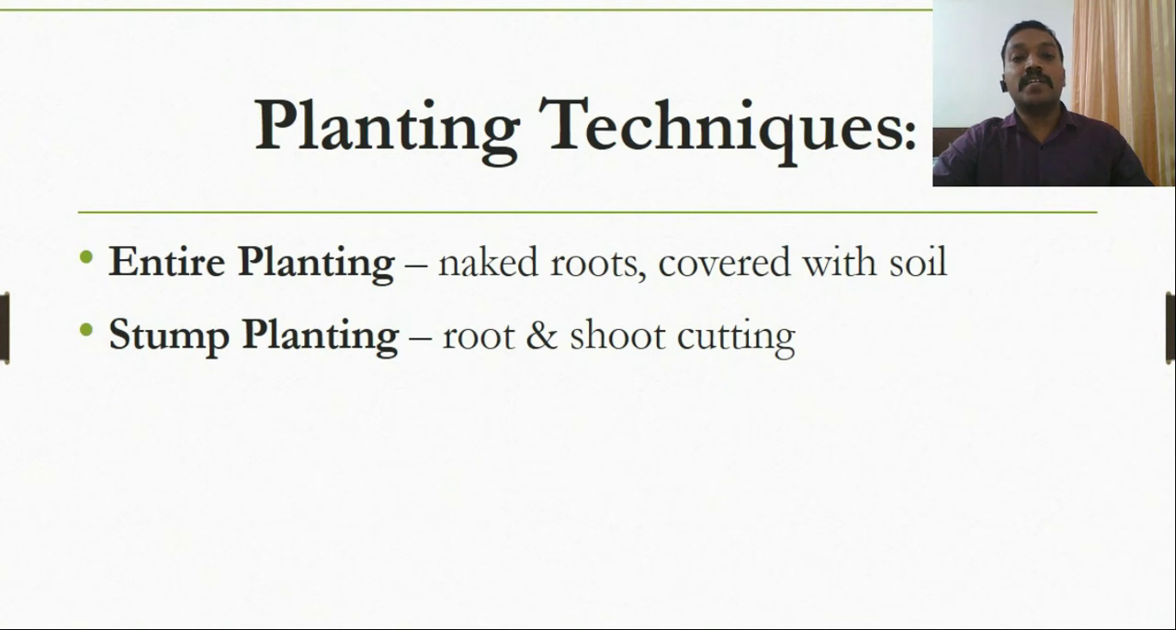The second important planting method is stump planting, the root and shoot cutting, as it is commonly known, and it is very successful in important or timber species like teak. And we will be studying in detail the suitability of these planting methods for different situations, and also the species suitable for this kind of planting. So this is about the planting technique.